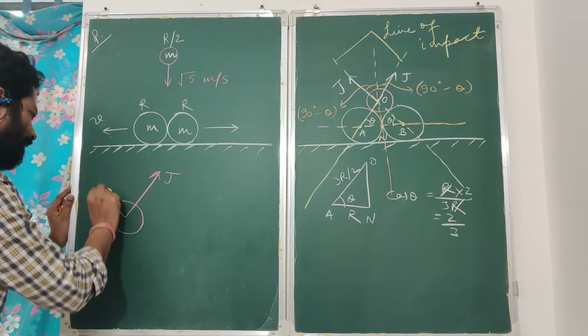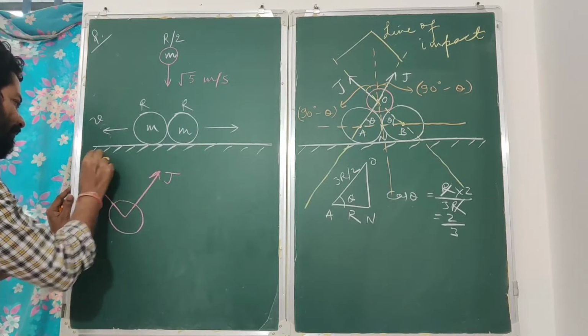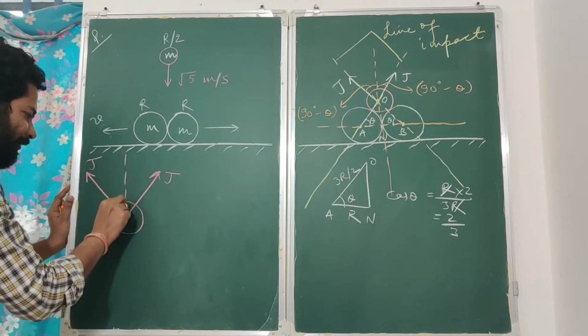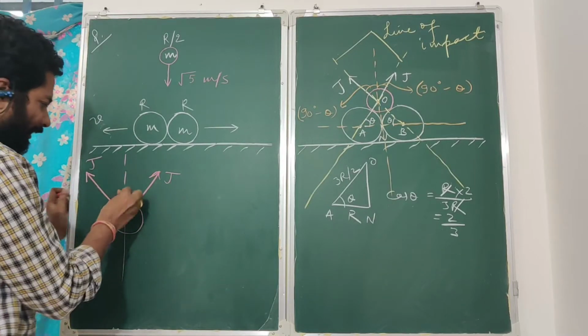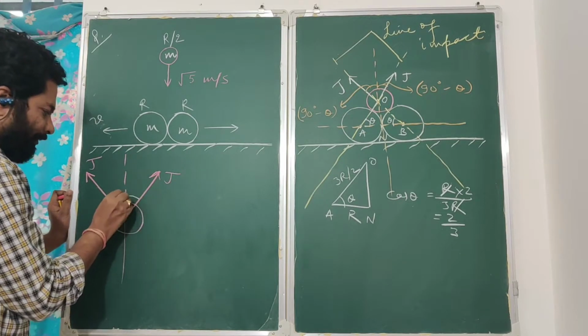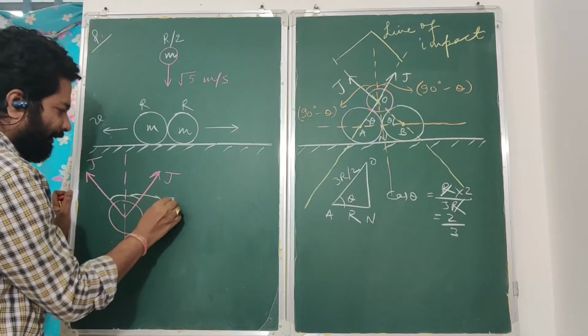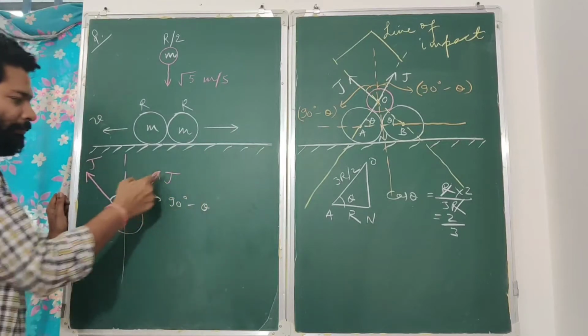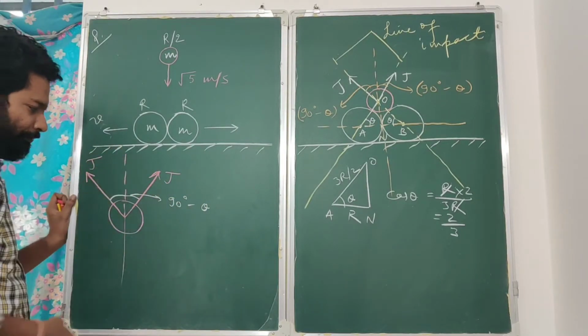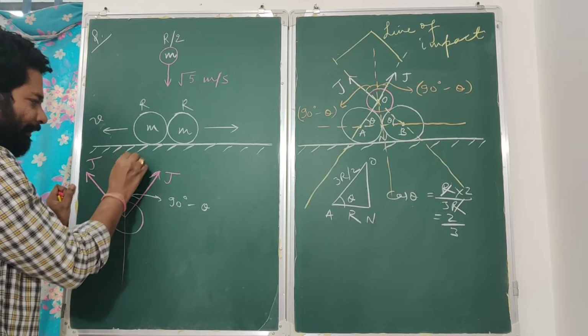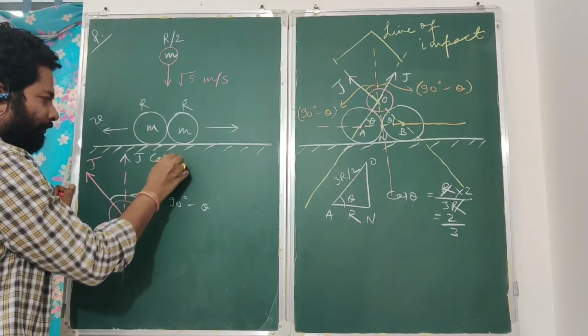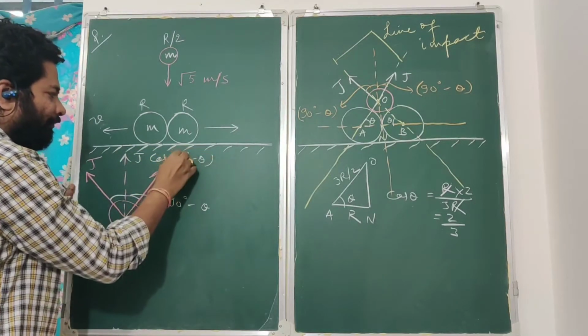J, you are seeing another J, and what you are seeing is this angle is 90 minus theta. This angle is also the same, 90 minus theta. So what will be the component of this impulse along the vertical? This will be J cos 90 minus theta.